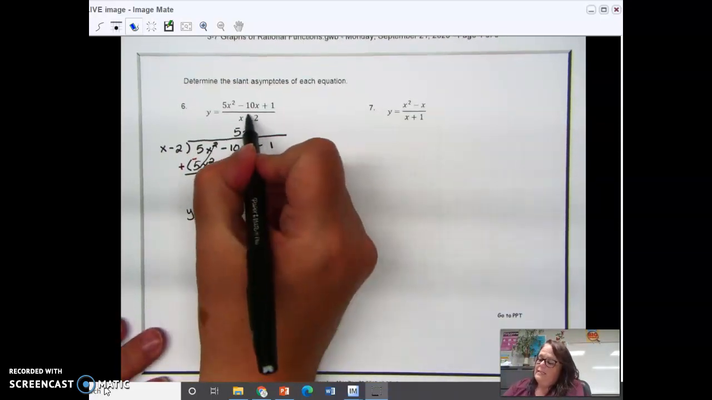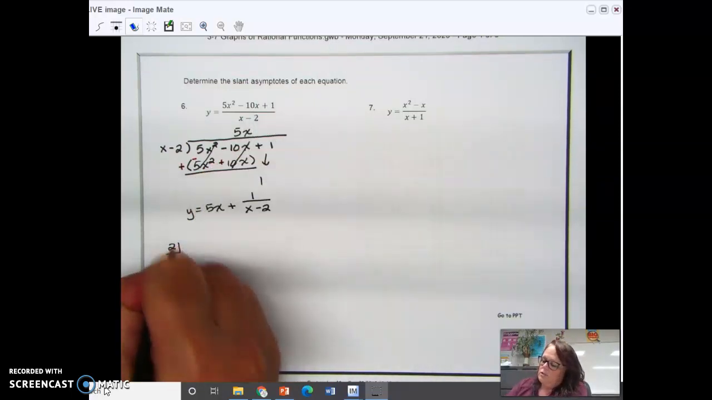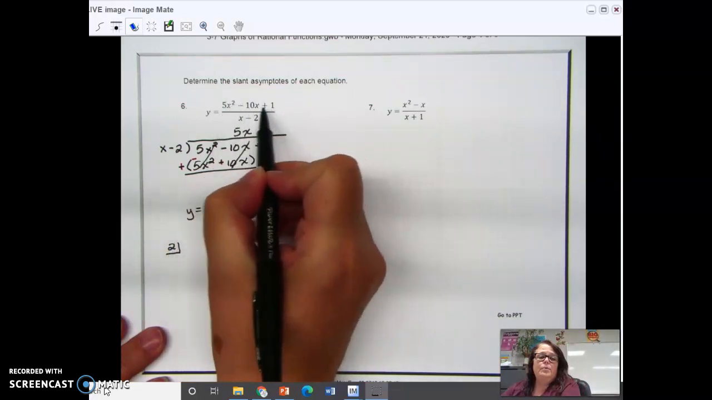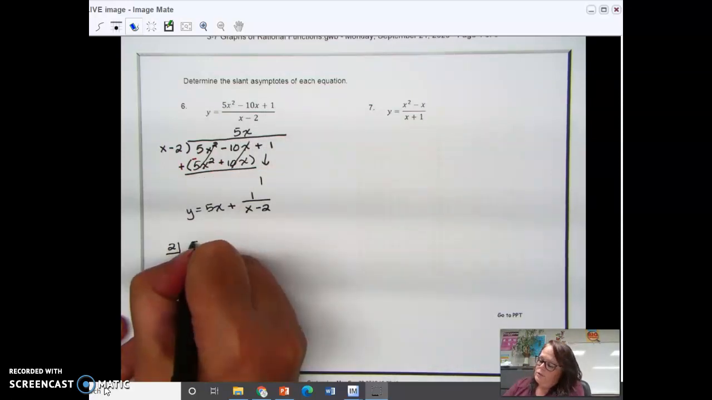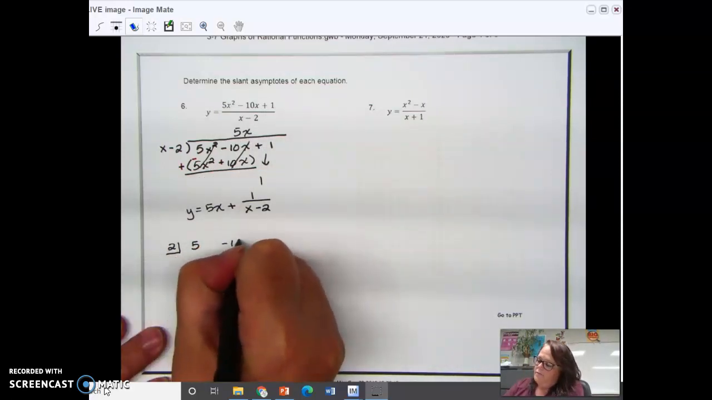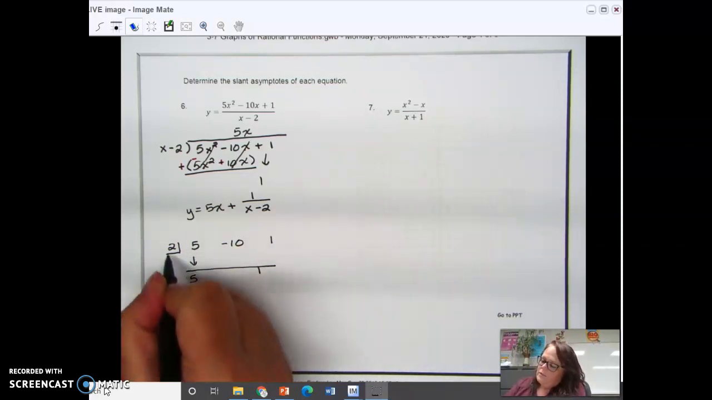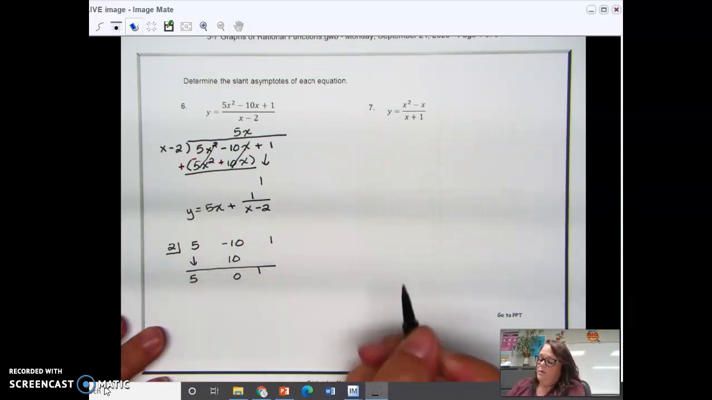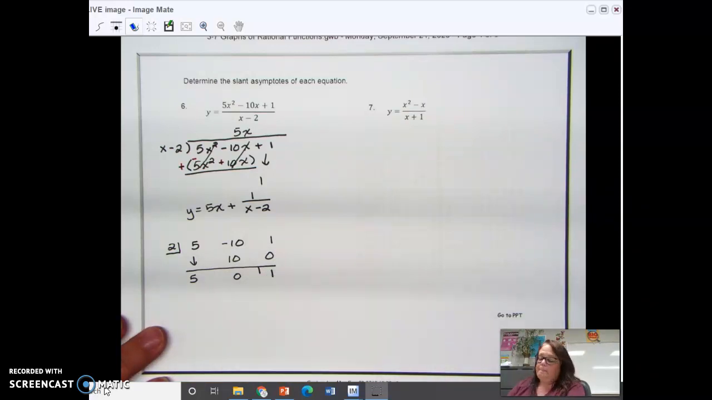So another way we could do it is using synthetic division. So remember, synthetic division says take the opposite of this negative 2, which is positive 2. Put that in the corner. Make sure these are in perfect descending order for the exponents of x. And then you pull each coefficient. So I have a coefficient of 5, a coefficient of negative 10, and a coefficient of 1. So we drop the 5. 2 times 5 makes 10. Add those together, we get 0. 2 times 0 is 0, and we get a remainder of 1.